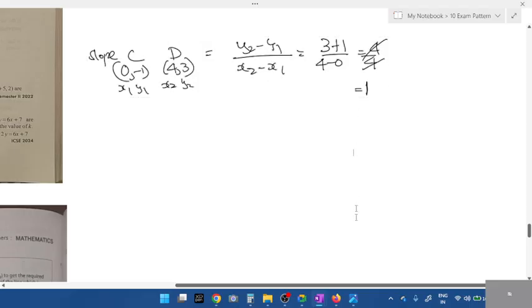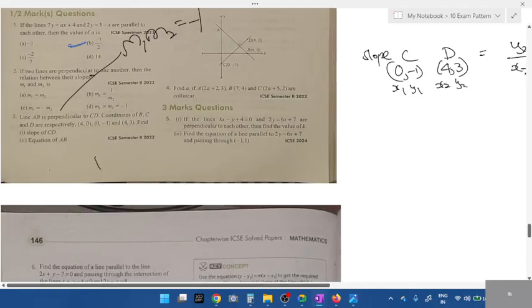Is this clear? All of you understood? So let me take this as M1, students. Slope CD, I'll take it as M1. M1 is equal to 1. Remember, M1 is 1. Next, what have they asked us to find? Equation of AB.